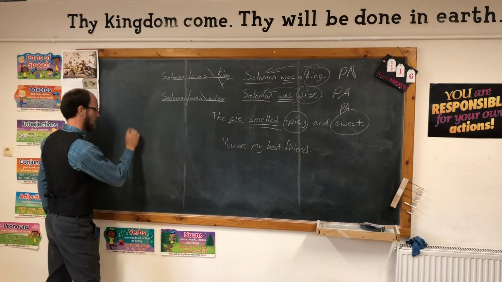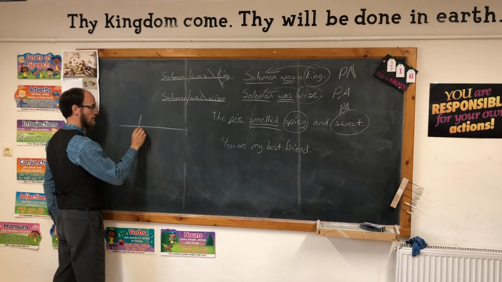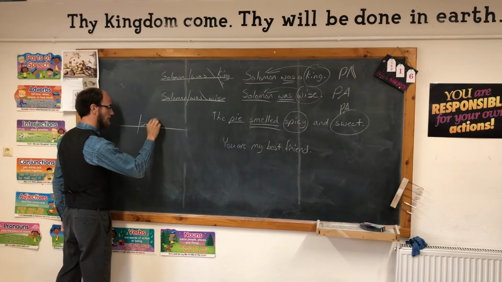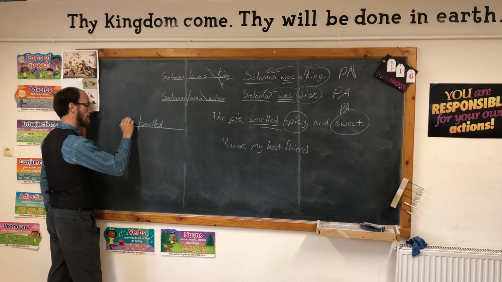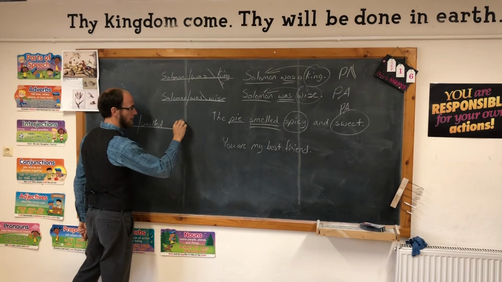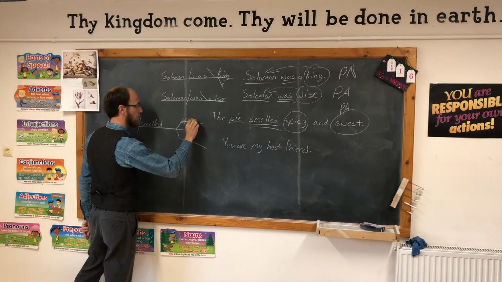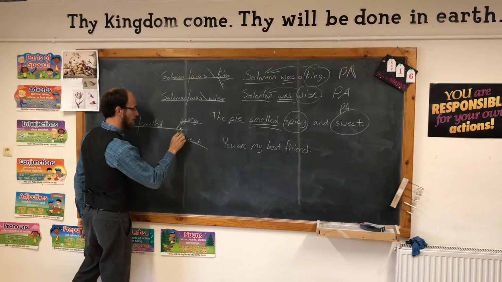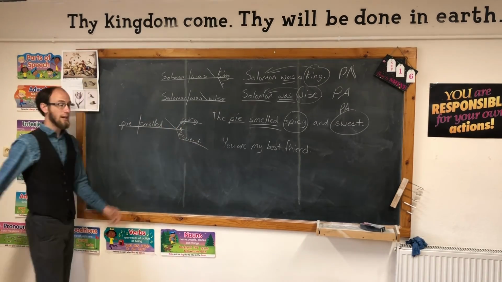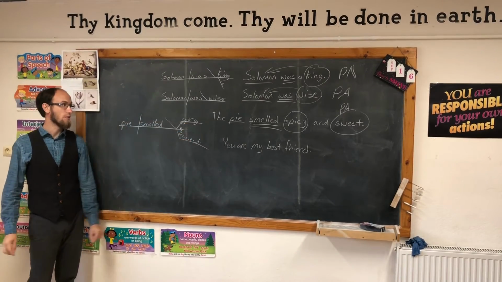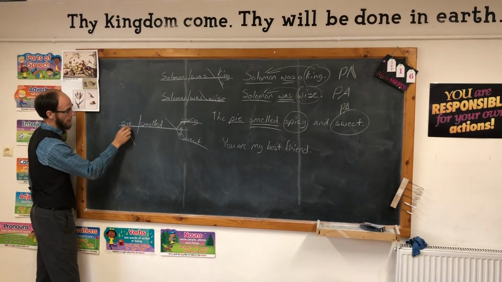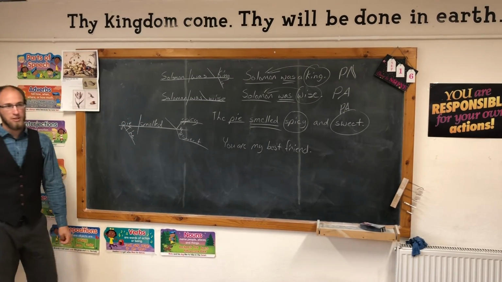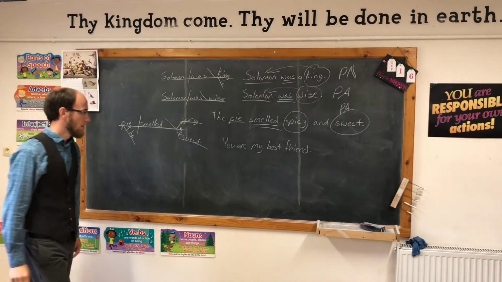Okay, the pie smelled spicy and sweet. Let's diagram it. Do the verb first. Smelled here. Pie. And then we're going to have to fork it, and do spicy, sweet. Put in a slanted line to show these are predicate adjectives. Under pie, we can put the. The pie smelled spicy and sweet.